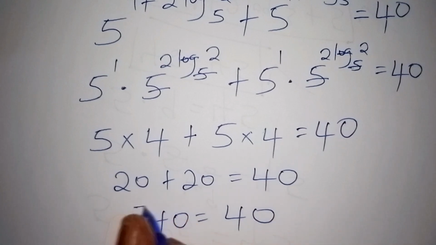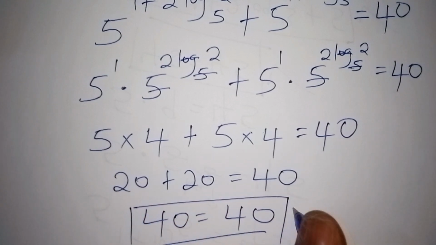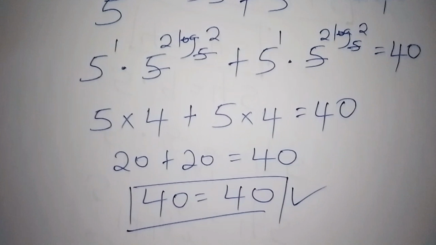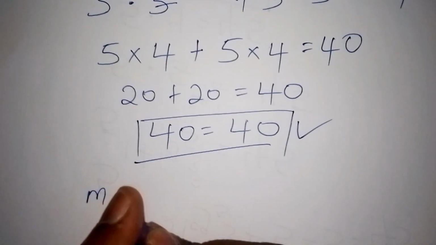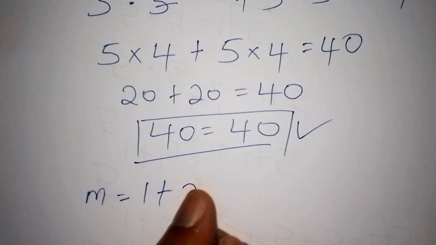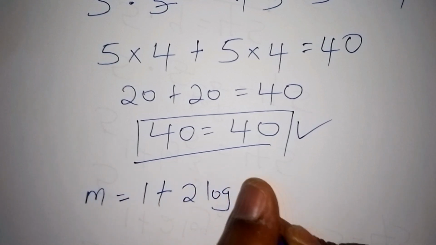So it means that we are very, very correct with our value for m. We conclude by saying that m is equal to 1 plus 2 times the log of 2 to the base of 5.